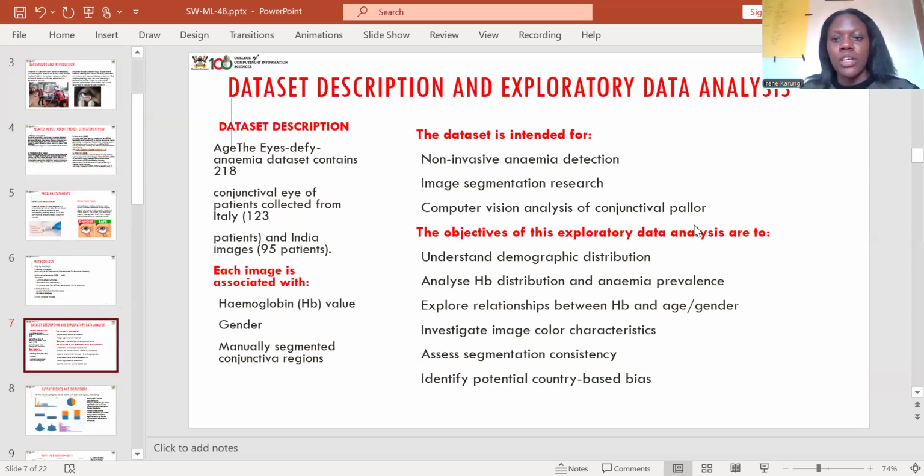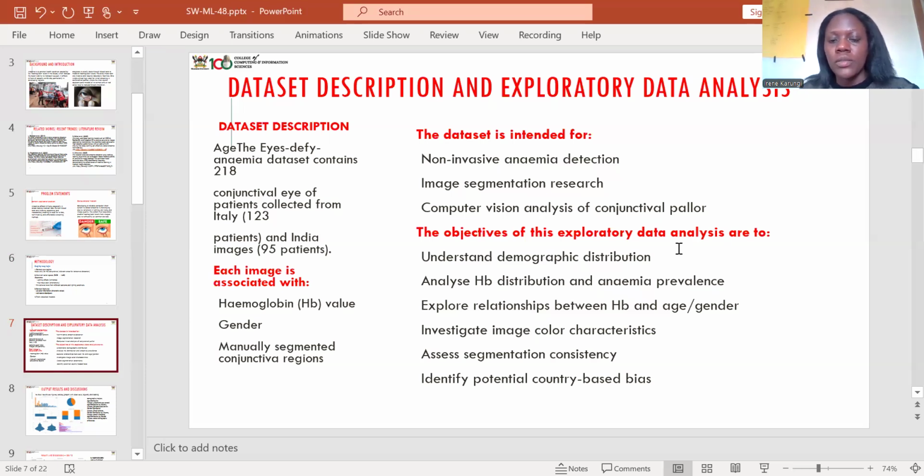Then the data description and exploratory data analysis. We use two countries, India and Italy. India has 123 patients and Italy has 95 patients. Each image is associated with a hemoglobin value, gender, and manually segmented conjunctival regions. The data set is intended for non-invasive anemia detection, image segmentation research, and computer vision analysis of conjunctival pallor.